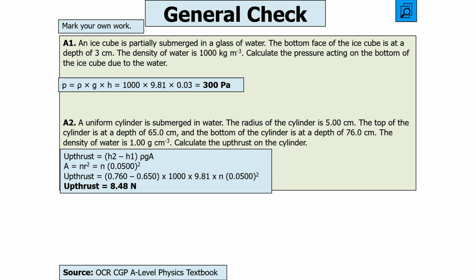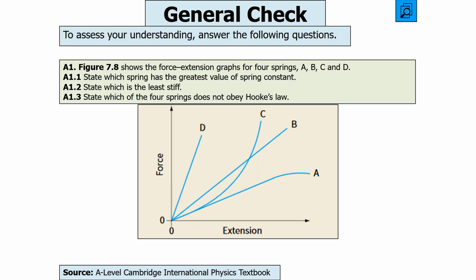Now we know upthrust is going to be the difference in the heights times rho g h times area, because we know that pressure is rho g h, and we know that force is pressure times area. Now we know area is pi r squared because it's a cylinder, so we change our 5 centimeters into meters and do pi r squared. Therefore we know the upthrust is the change in height in meters, so 0.760 minus 0.650, multiplied by the density, times the gravity 9.81, multiplied by that area, and we get our upthrust to be 8.48 newtons.